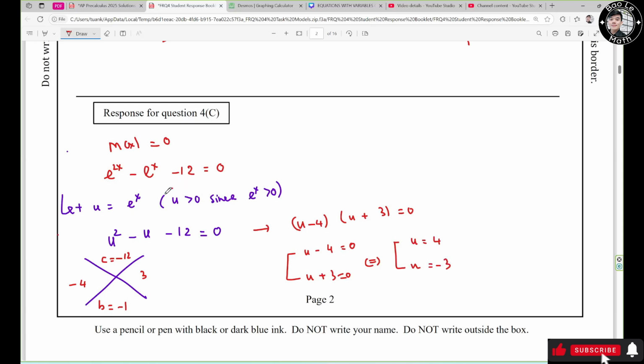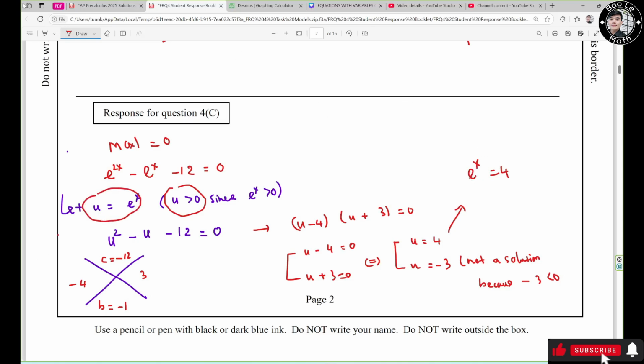Look at the domain right here. u must be greater than 0, so negative 3 is not a solution because negative 3 is less than 0. So this one is the solution. Then you have e to the s equals 4, because you need to substitute back over here.